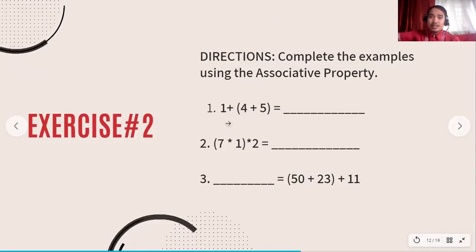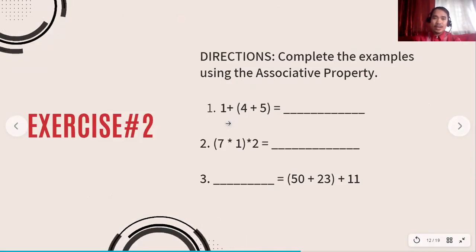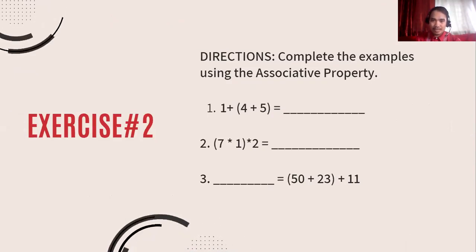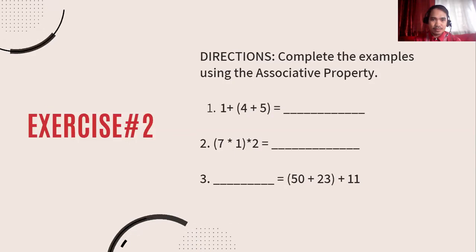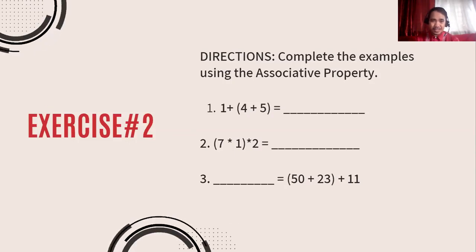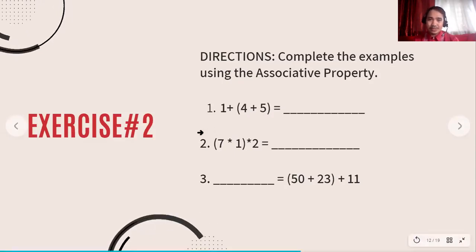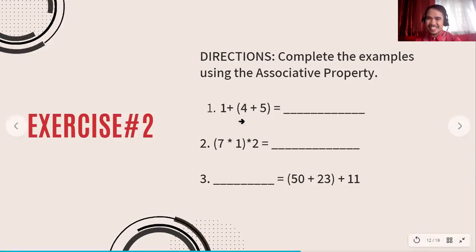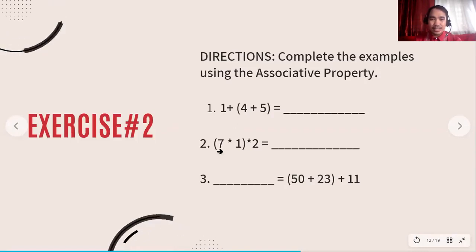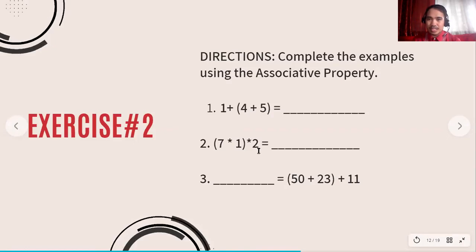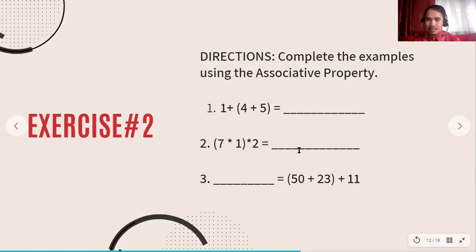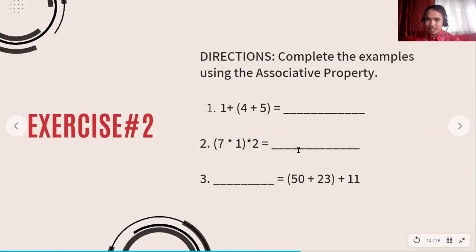1 plus the quantity 4 plus 5 is equal to blank. What do you think is the answer here, class? Okay, very good. So the answer here is the quantity 1 plus 4, plus 5. Very good. Next. The quantity 7 times 1 times 2 is equal to blank. So changing the group, yes, what is your answer?